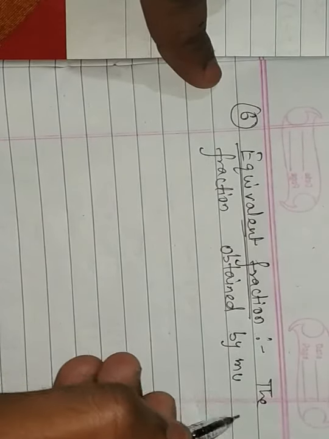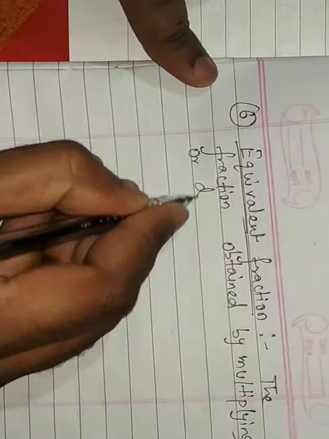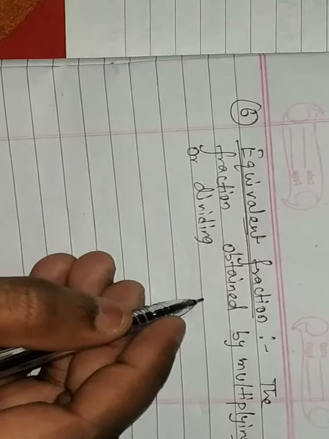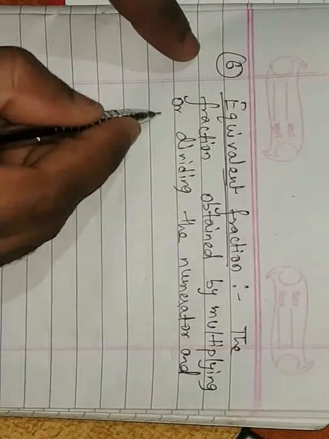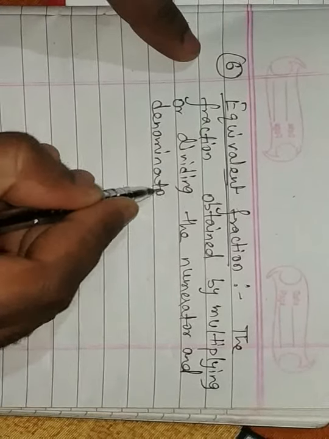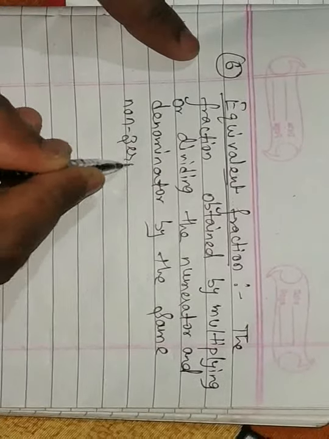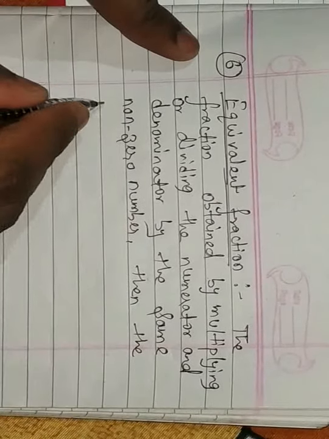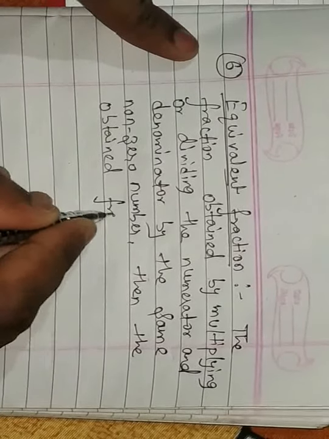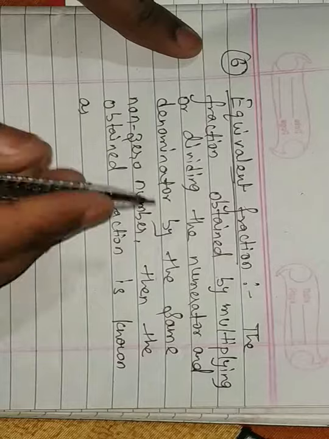multiplying or dividing the numerator and denominator by the same non-zero number, then the obtained fraction या फिर resulting fraction, then the obtained fraction is known as equivalent fraction.